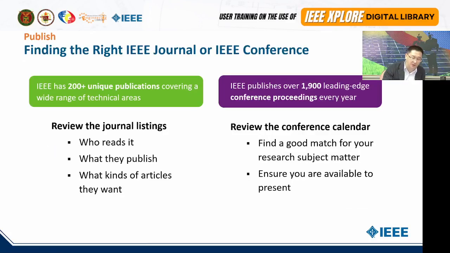IEEE has both options for you. We have the journals. We have over 200 journals. We also have more than 1,900, close to 2,000 conferences happening every year. So as a student, as a researcher, you can publish in either one of these. The challenge now is, how do we find a journal? How do we find a conference? I'm sure some of us have this question when you are looking for opportunities or publication. So in the submission process, I'm going to show you how and where you can find the journals and conferences that is related to your subjects.